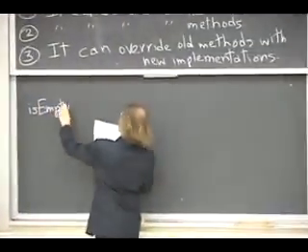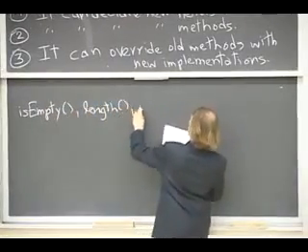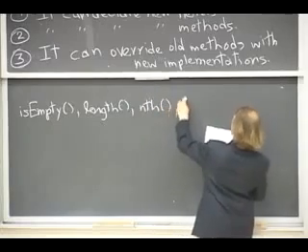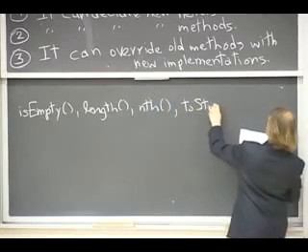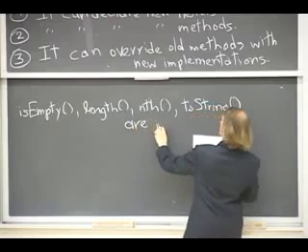Like isEmpty is still the same. Length is still the same. Nth is still the same. ToString is still the same. Those are all just inherited, and we don't need to change them.